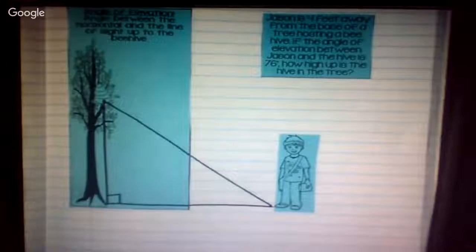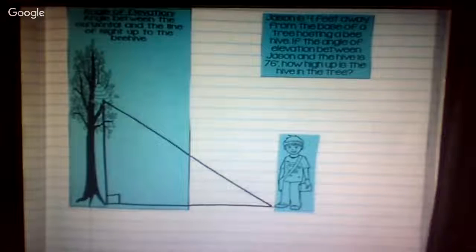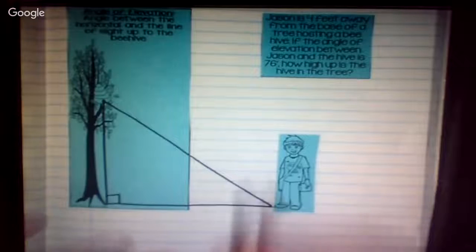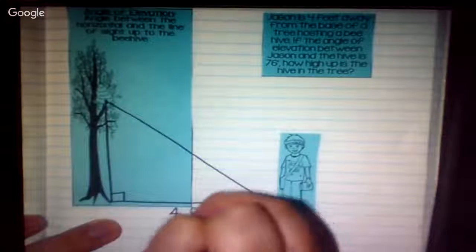We now need to take the information that we know, plug it in, as well as put our variable on, just like we did on the last page. It says Jason is 4 feet away from the base of the tree. Where does that go? On the ground. That's my ground. He's 4 feet away. So this is 4 feet.